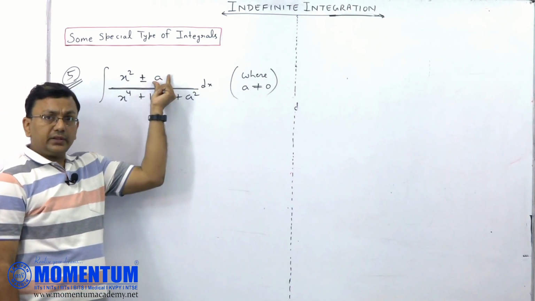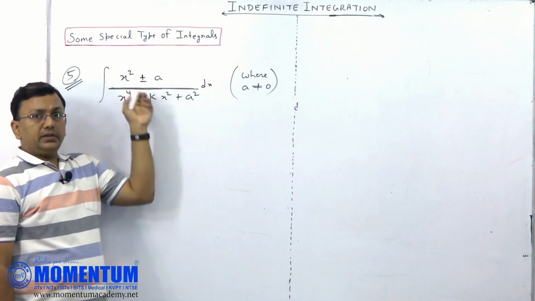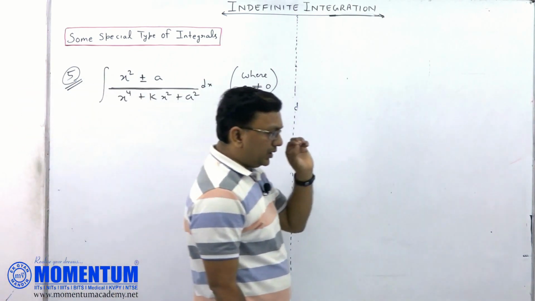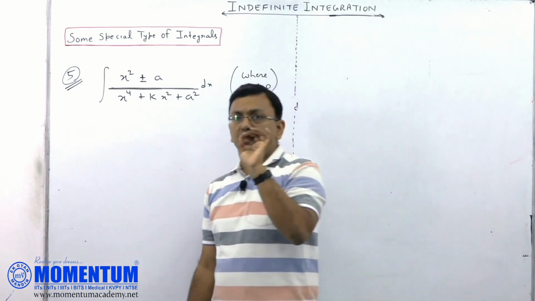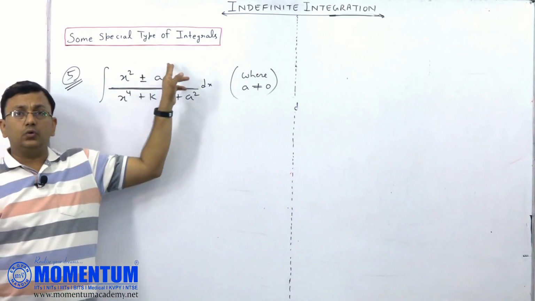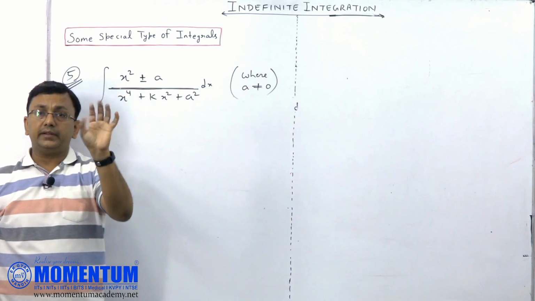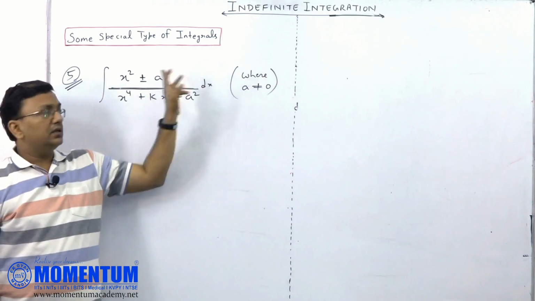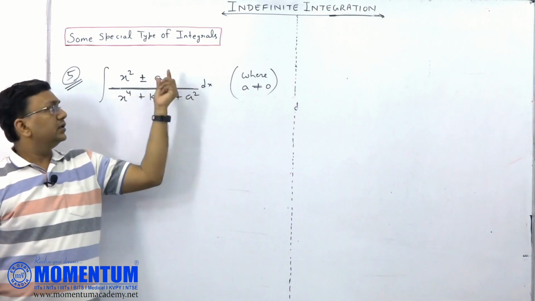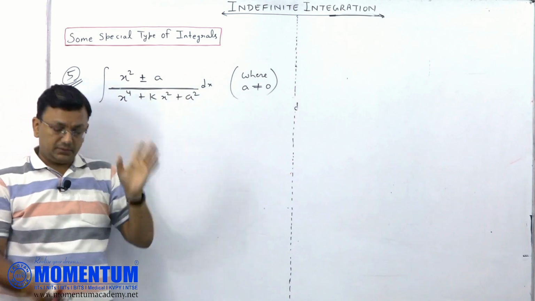What constant we have in numerator? Square of that should be in denominator. This integral has some requirement. What are those? Numerator must have power 2, denominator power 4. You find an integral where numerator has power 2, denominator has power 4. You must recall this special integral. In the numerator, power 2 must have some number in addition or subtraction. Square of that number must be in denominator.